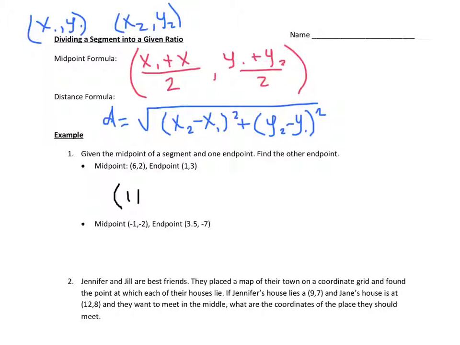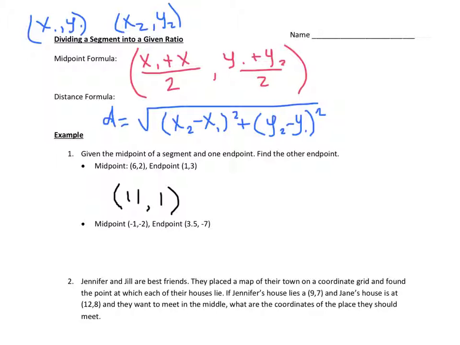I'm going to do the same thing for the y's that I did for the x's. So between 2 and 3, to get from this endpoint to the midpoint, I have to subtract 1. So I'm going to subtract another 1, and I get 1. So my other endpoint, the coordinates are (11, 1).